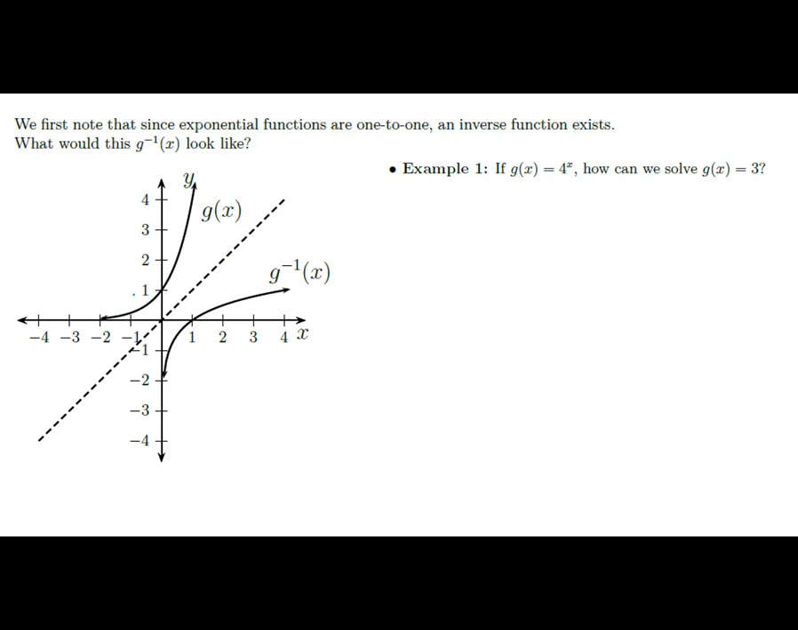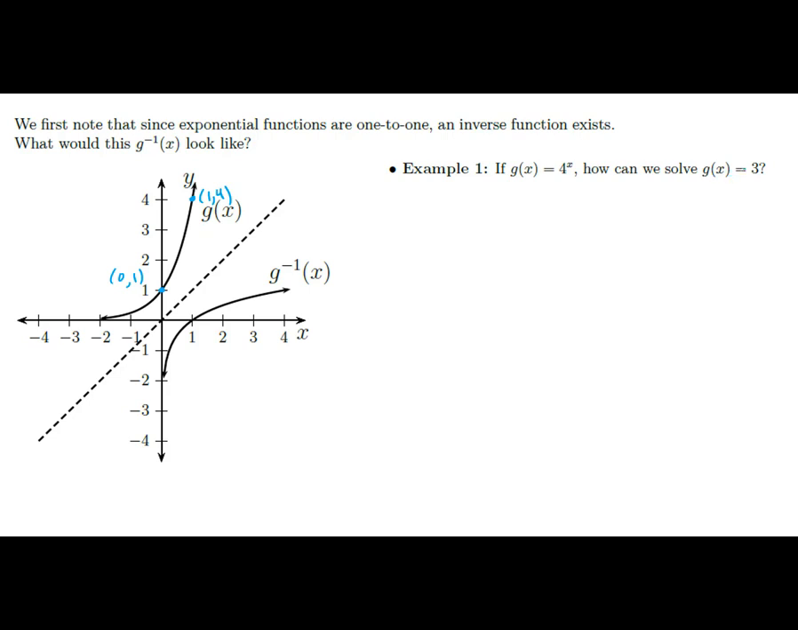Now, first of all, over here on the left, we're going to remind ourselves of what g of x looks like. It's the exponential function with a base of 4, so we know that it goes through the point 0, 1 and the point 1, 4. Okay, those are two special points, and it has a horizontal asymptote at y equals 0. And so there's what our function looks like.